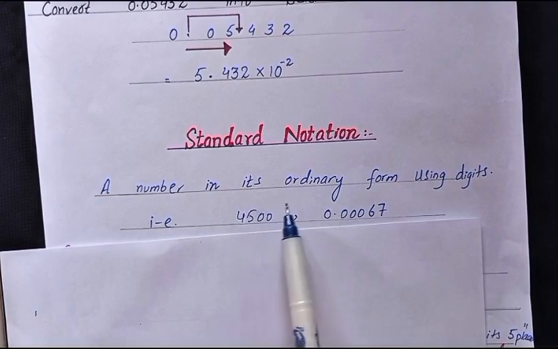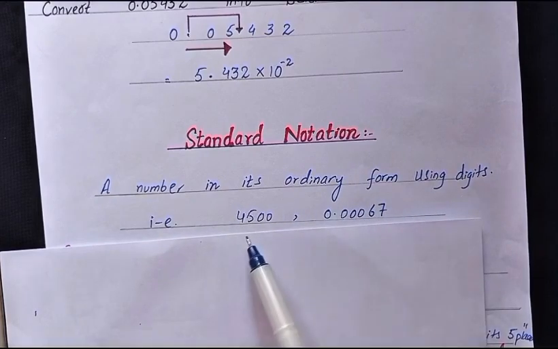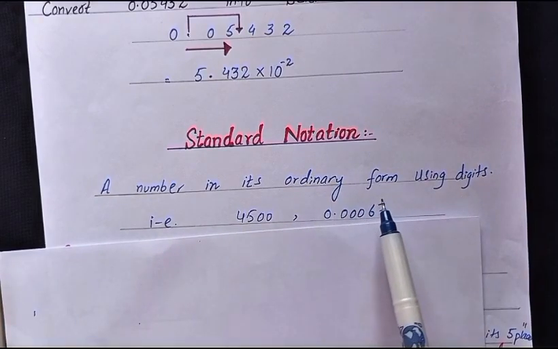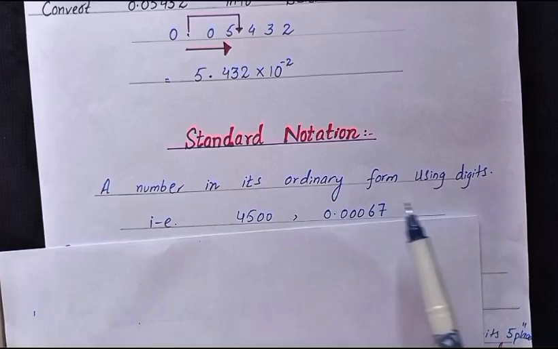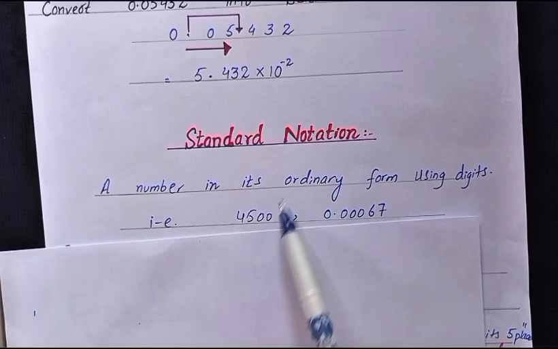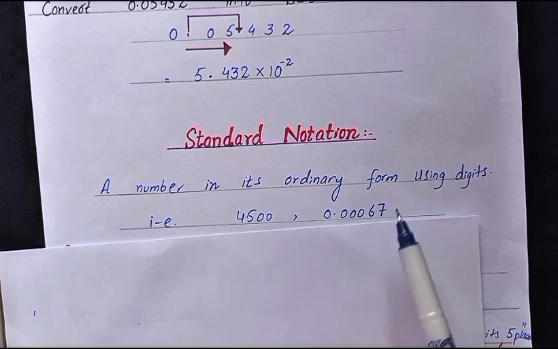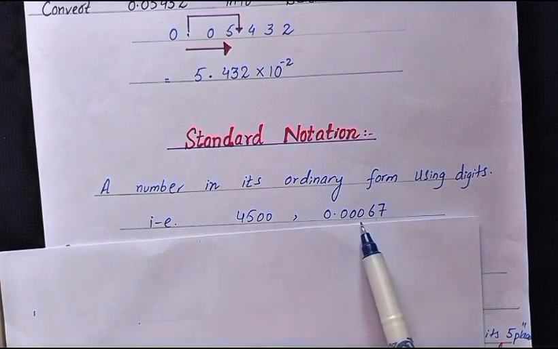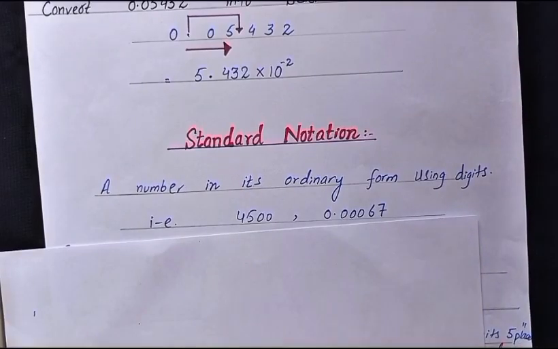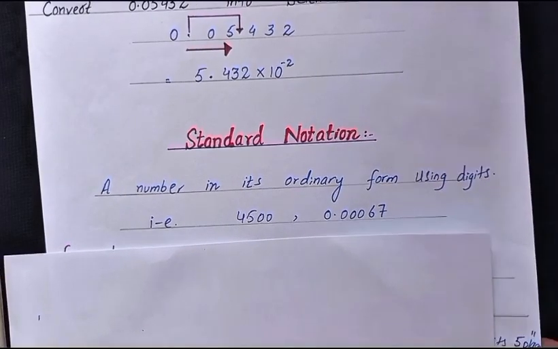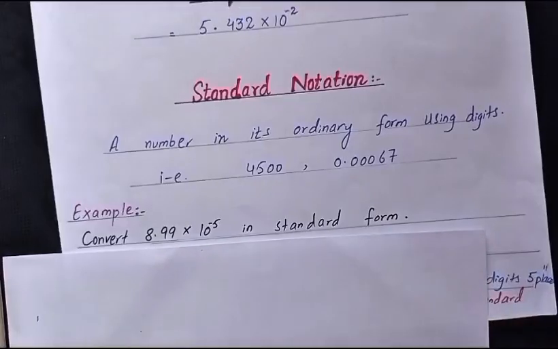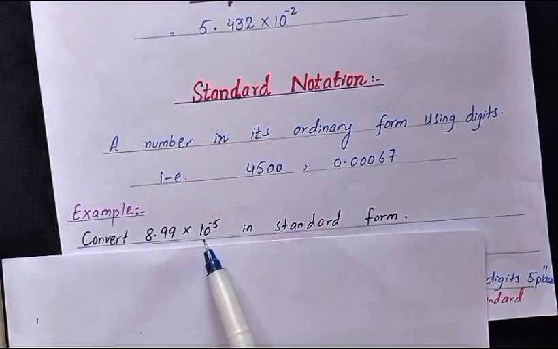Now what is standard notation? A number in its ordinary form using digits, for example 4500 and 0.00067. These numbers are written without using powers of 10 and they are in their ordinary form, so we call them standard notation.